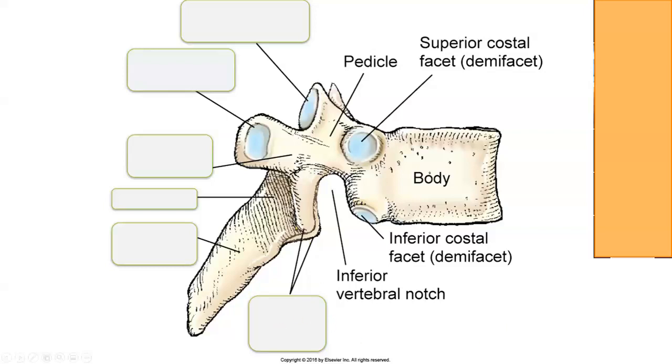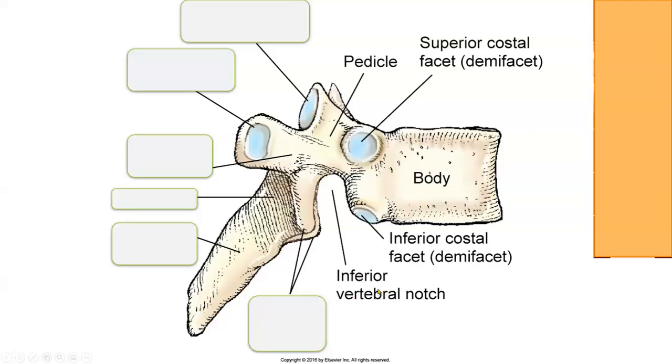Down below here, you have one on either side. So that inferior vertebral notch there, that's the one that's angled at 20 degrees. That would be this one. This is the facet, or the zygapophyseal joint. So this would be the superior articular facet.